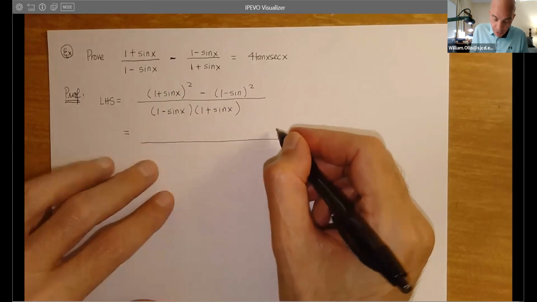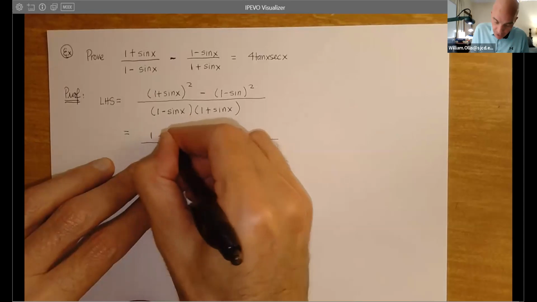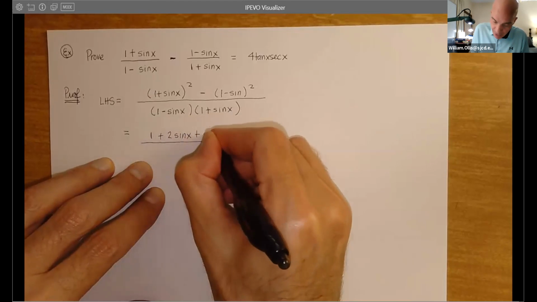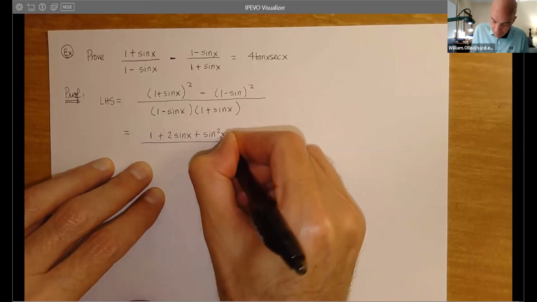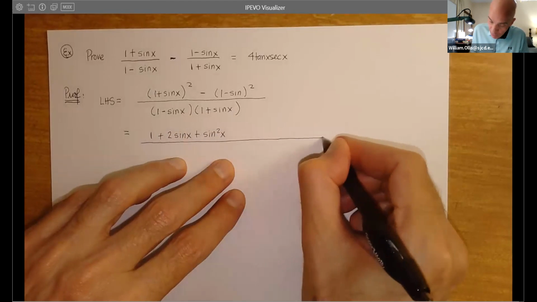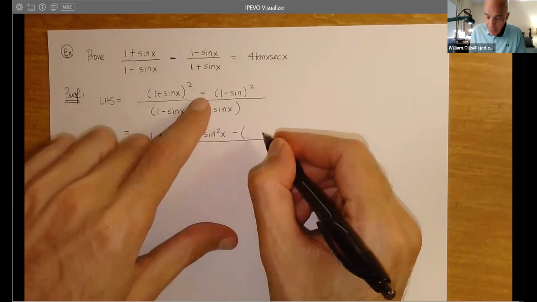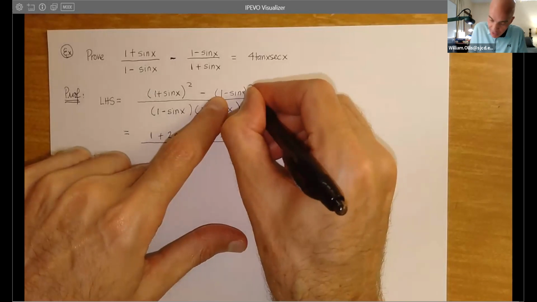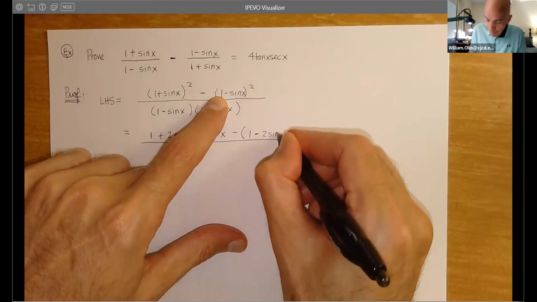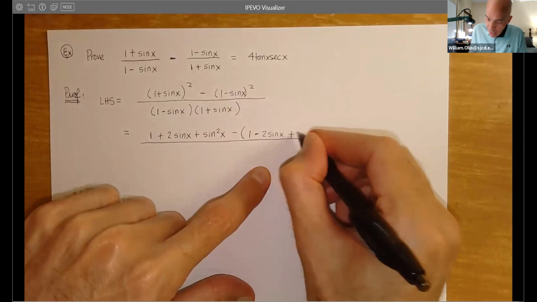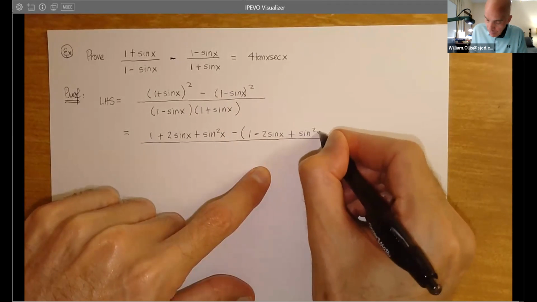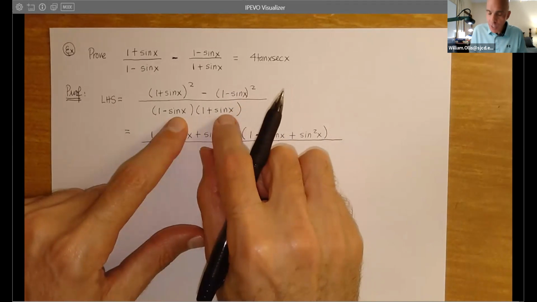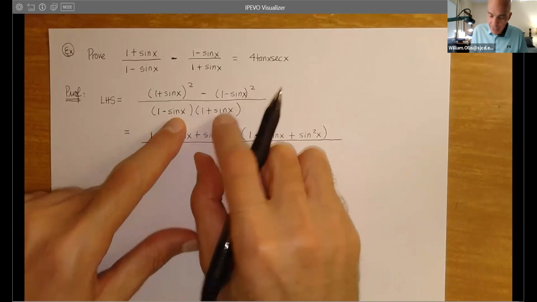So here we have 1 plus 2 sine x plus sine squared. And then expand the binomial here. So we have 1 minus 2 sine x, sorry, left out the x there, plus sine squared. And then, of course, downstairs, we just have a factor difference of squares. So this is 1 minus sine squared.